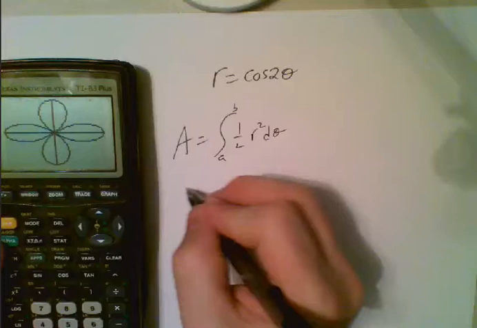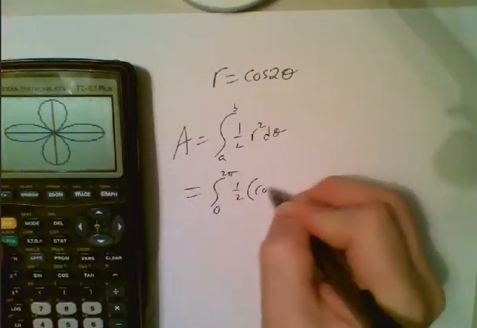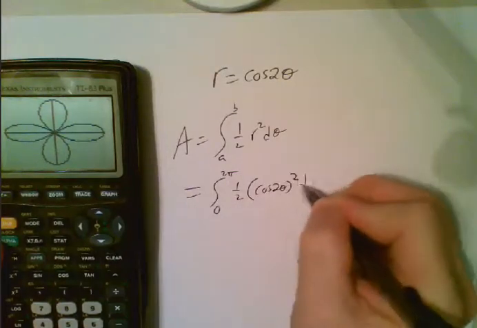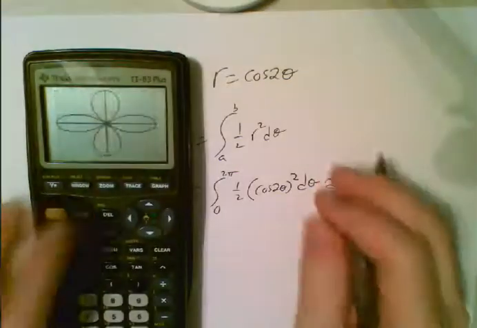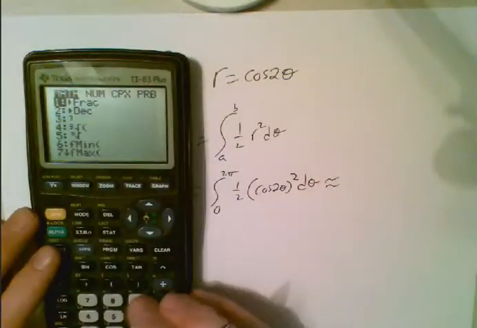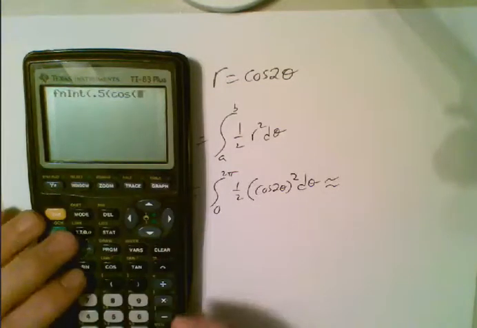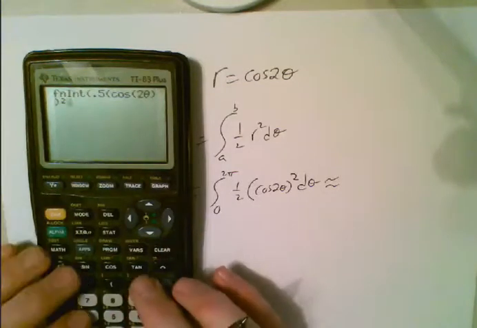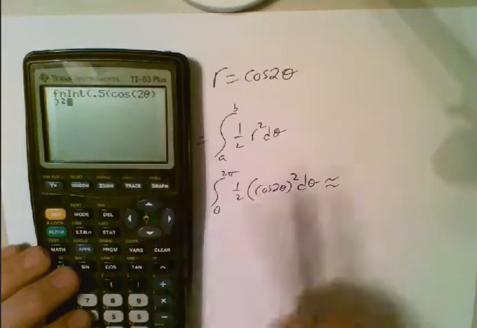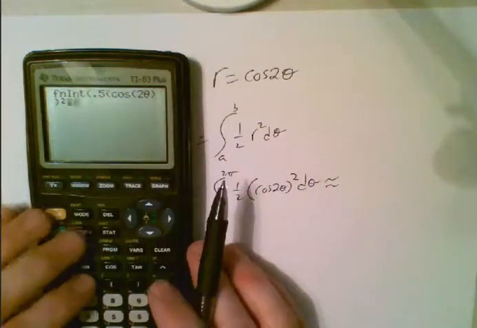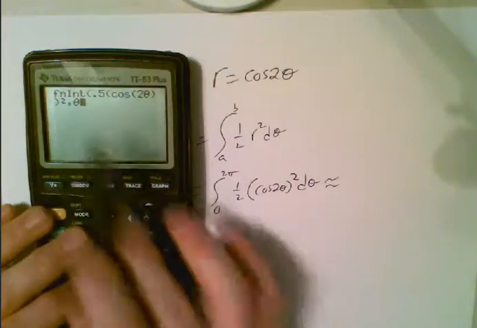Okay? So the area is going to be the integral from 0 to 2 pi of 1/2 cosine 2 theta squared d theta. And that's approximately straight out of the calculator. So Math 9, and we're going to do 1/2 cosine 2 theta squared. I did a parenthesis here, and then one more for the squared on the cosine. And that's really it. Comma x, or theta in this case. Again, I'm in polar mode, so theta's coming up.